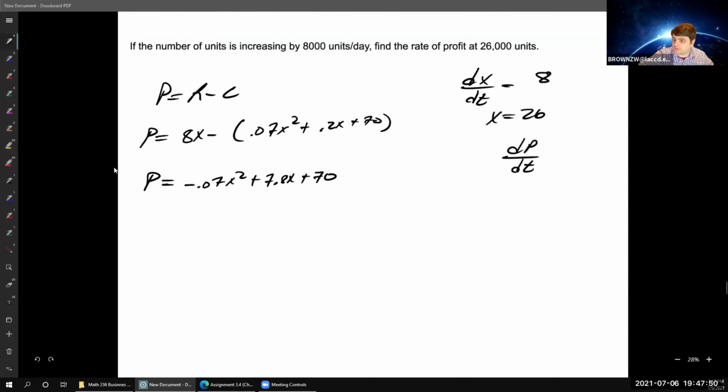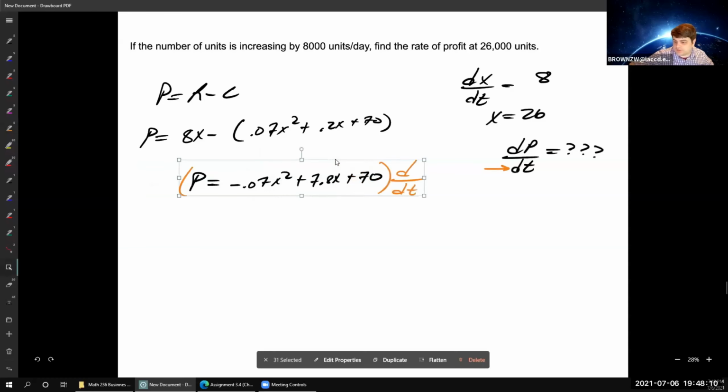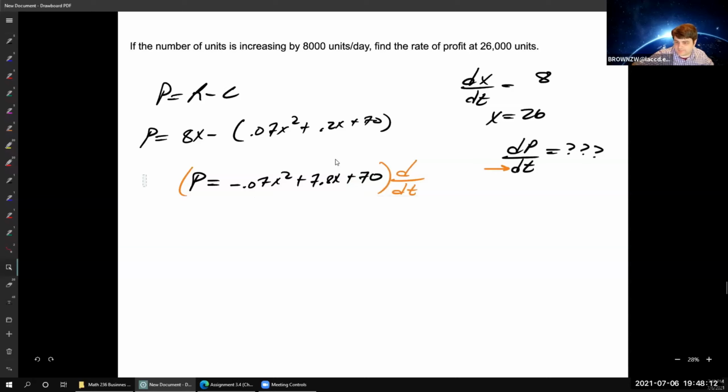Okay, so this is my unknown. So once again, we're going to take a derivative with respect to time. And honestly, for a lot of these word problems, when we're doing these differentials, these implicit differentiations, usually what we're doing is taking the derivative with respect to time.